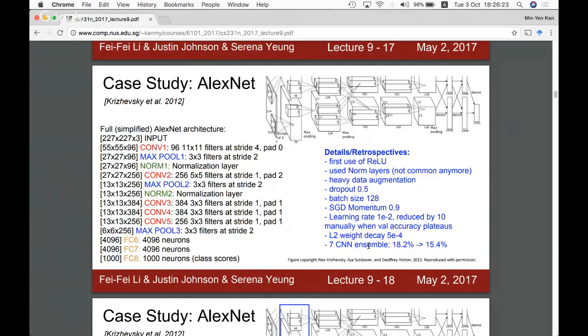The last one is that they also use an ensemble of 7 CNN outputs, and the accuracy had a significant improvement. It is just maybe an average of the outputs of seven different trainings.